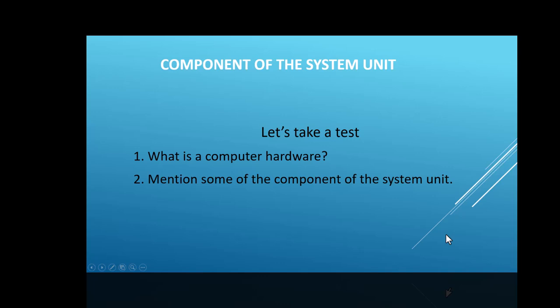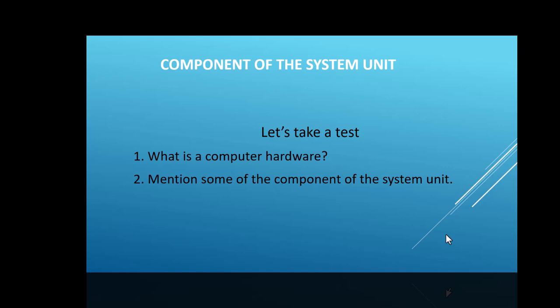Now let's take a quick test. What is computer hardware? As we said previously, computer hardware simply refers to the physical part of the computer we can see, touch, and feel, that enables functions like input, output, processing, and storage. If you're able to answer it in this way, then you are right.